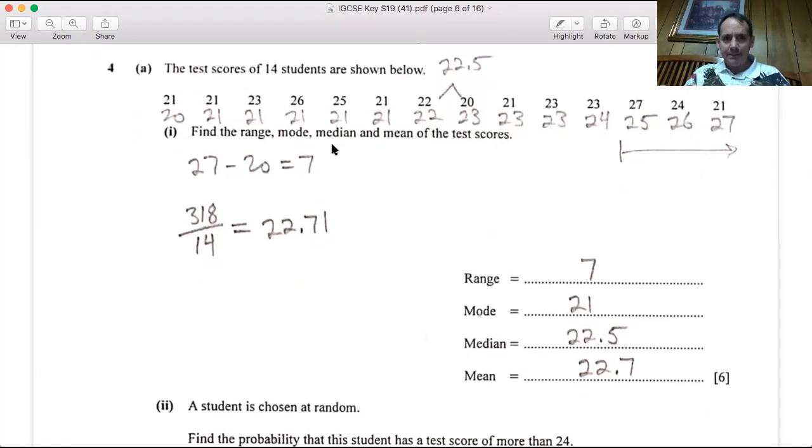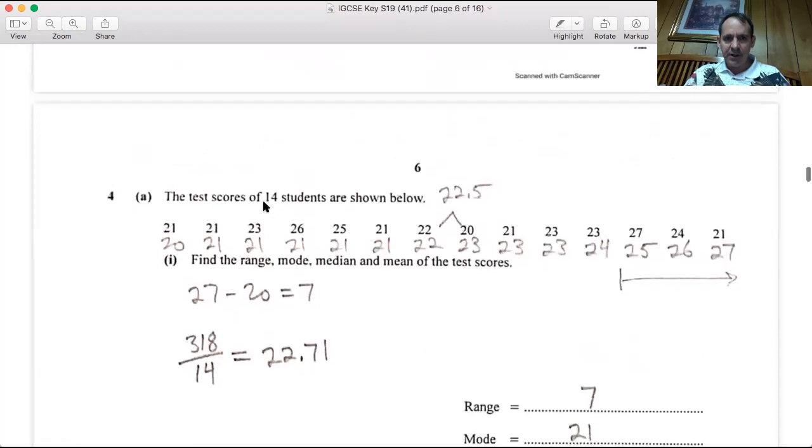Then find the median. Median is the middle. There's 14 students. So if you divide it in half, it goes right here. You have 7 on this side and 7 on this side. So you don't have an exact middle. If you have an exact middle, that is your median. In this case, we do not have an exact middle. So we need to average these two numbers. Now, we're dealing with this bottom row of numbers here. So the 22 and 23, the average of those two is 22 and a half.